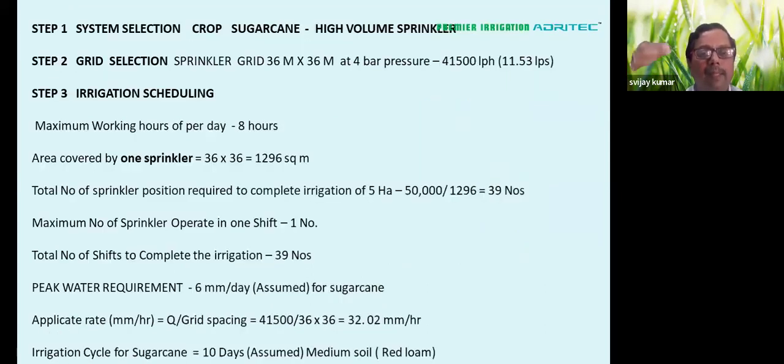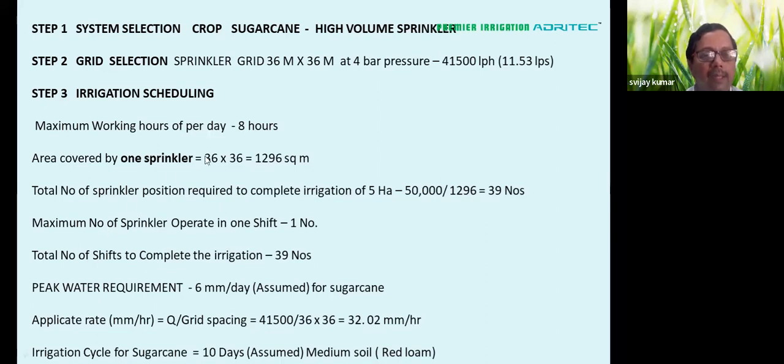Now, going step by step on the calculation, the crop is sugarcane. I have selected the bigger model rain gun, and each rain gun has a discharge of 41,500 liters per hour. That is 11.53 liters per second. How did I get that? 41,500 divided by 3,600 will give me 11.53, because from LPH to LPS, you just have to divide it by 60 into 60.